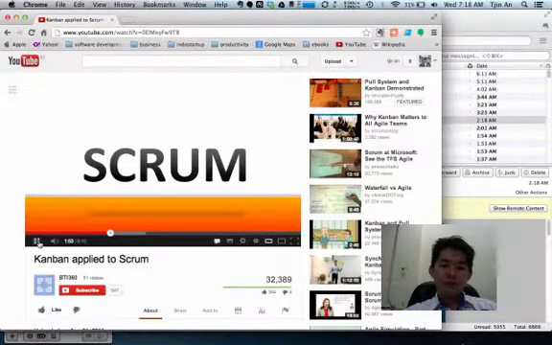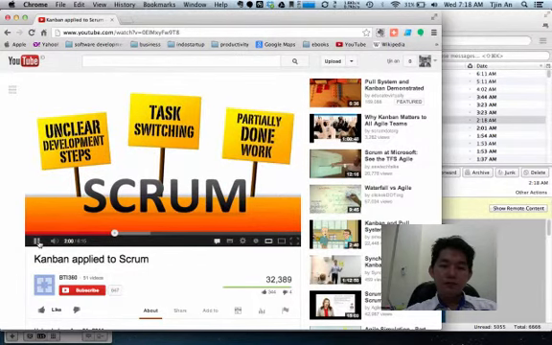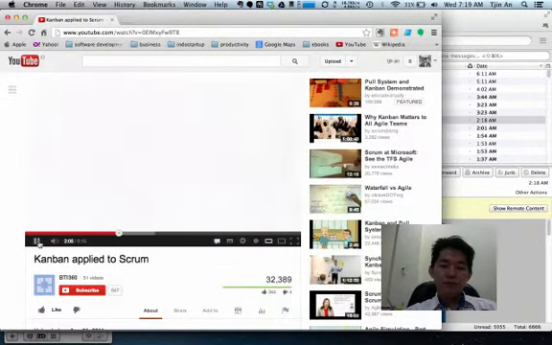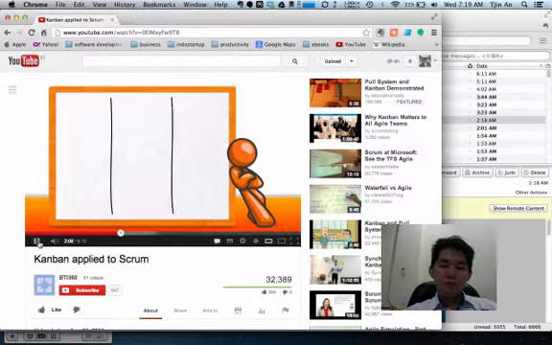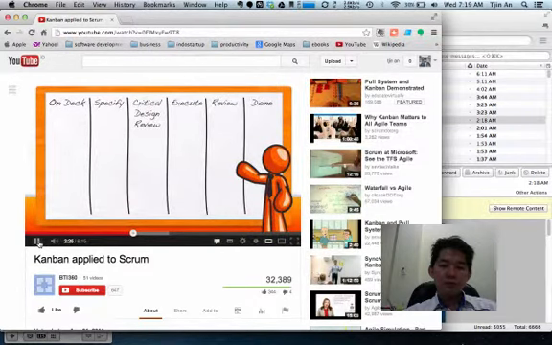While Scrum is widely popular, there are some inefficiencies such as unclear development steps, task switching, and partially done work. Let's follow the orange man to see how Kanban addresses these inefficiencies. To examine unclear development steps, let's take a look at a typical Scrum board. The development steps are on deck, in progress, and done. So what does in progress mean anyways? Well, this can mean a lot of things to a lot of people. Therefore, it's important to get the delivery team on the same page so that they deliver consistent quality code. Kanban takes care of this issue by visualizing the workflow. Making the workflow visible means anyone can see what's going on. So not only does it keep the delivery team in sync, but it also provides a high level of transparency to all other interested parties.